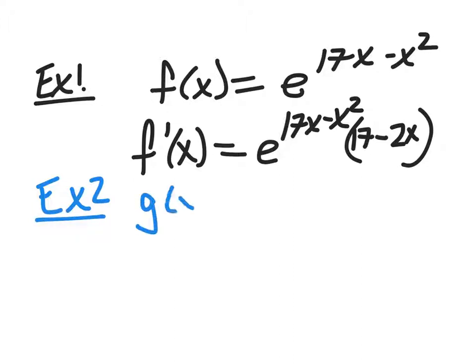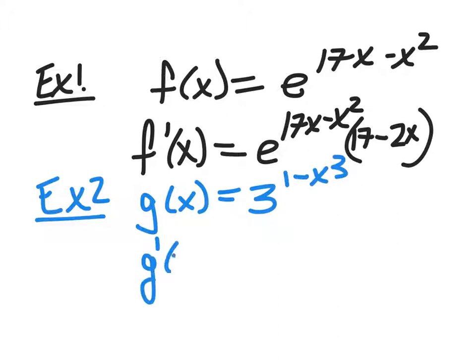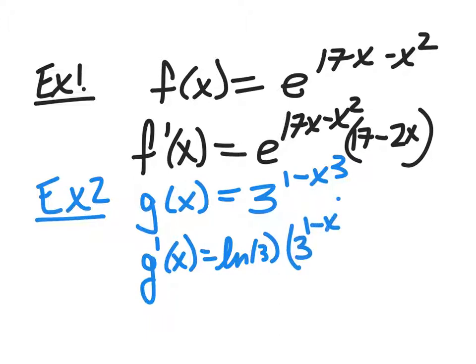So what's it look like if that function has a base that's not e? I'll use g of x this time. When we take that derivative, and you denote it like this, you take the natural log of the base times, keep the function the way it is. I'm using parentheses just to keep everything straight. And then chain rule out the derivative of the exponent. Derivative of 1 is 0. Derivative of negative x cubed is negative 3x squared.